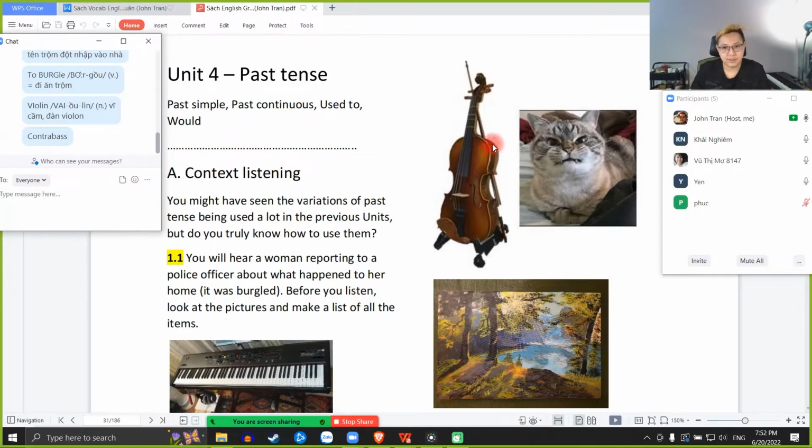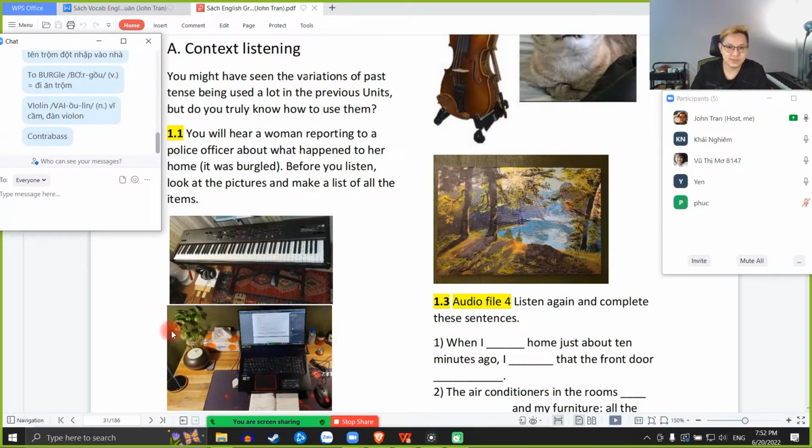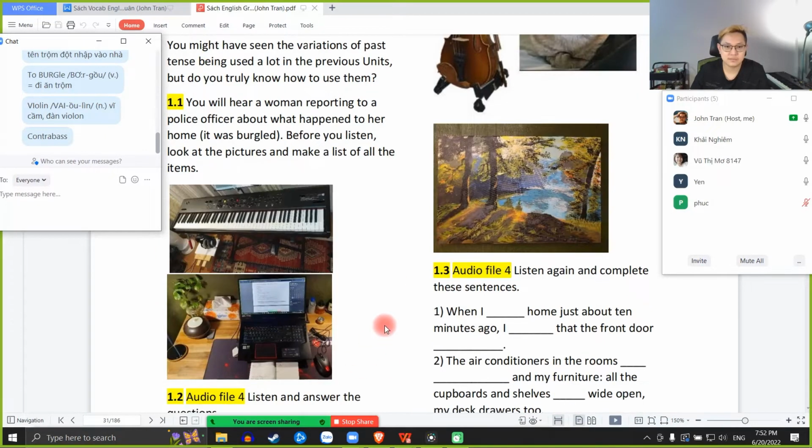Now, but this is a violin. So there's a cat here, right? So what can you see on these pictures? Class? Cần các bạn năng động nha. I need you to be active. Come on. What can you see?